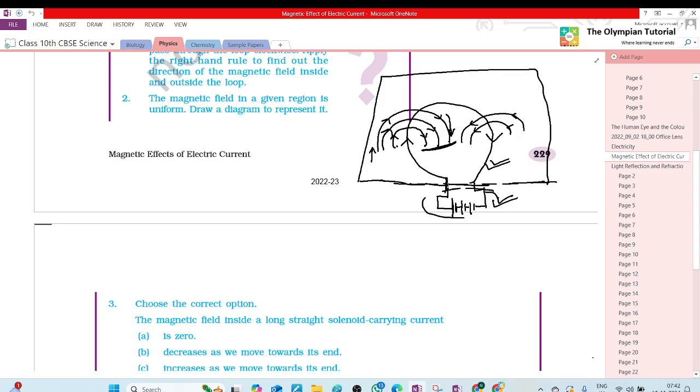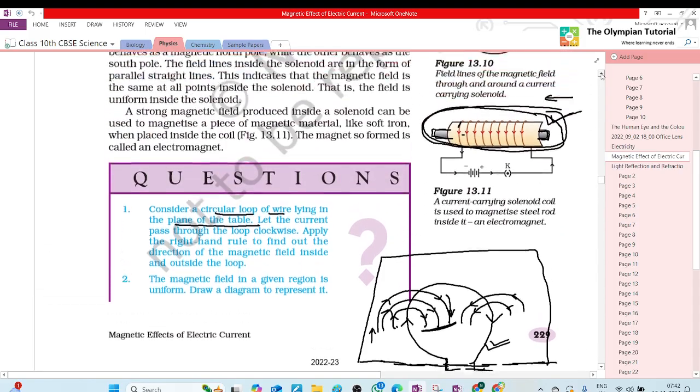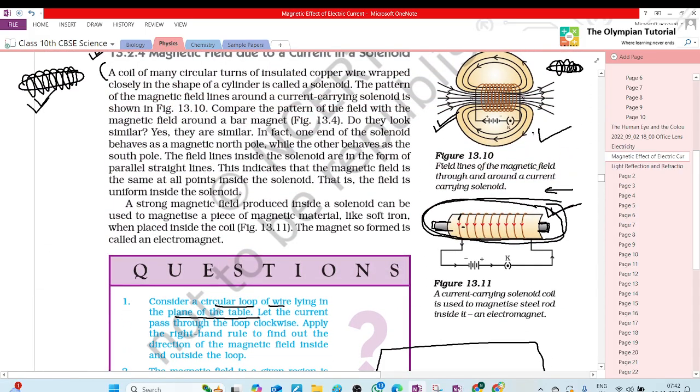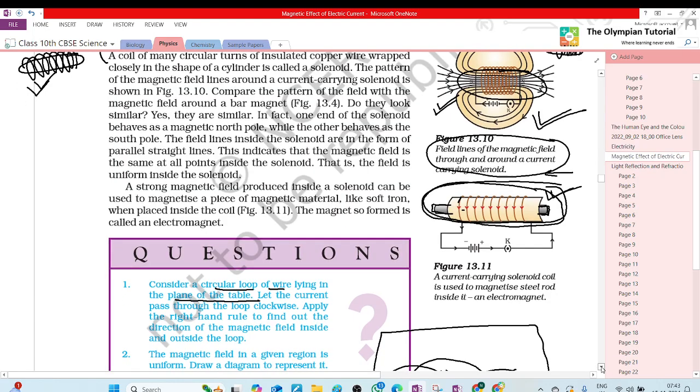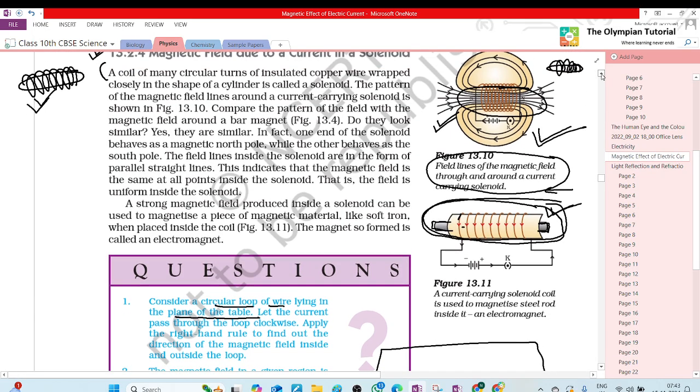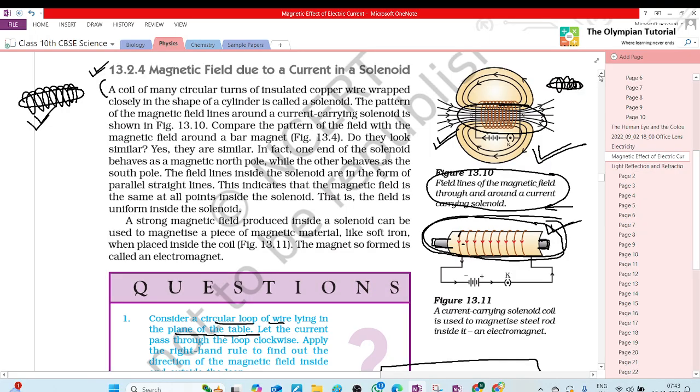Ma'am, is this related to a circular loop or a solenoid? Solenoid. The magnetic field inside a current carrying long straight solenoid is uniform. Here, this part is uniform. Okay. Ma'am, so in figure 13.10, the region where the magnetic field lines are uniform is inside the solenoid, right, ma'am?